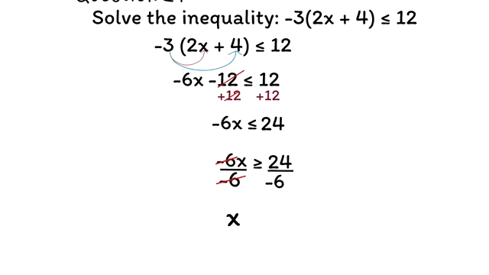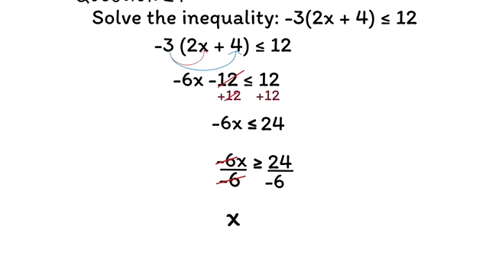Note that anytime you divide through by a negative number, the inequality's symbol changes. If it is greater than, it will change to less than. The same way, if it is less, then it will change to greater than. Now, by dividing the 24 by negative 6, the less than or equal to sign will change to greater than or equal to 24 divided by negative 6.